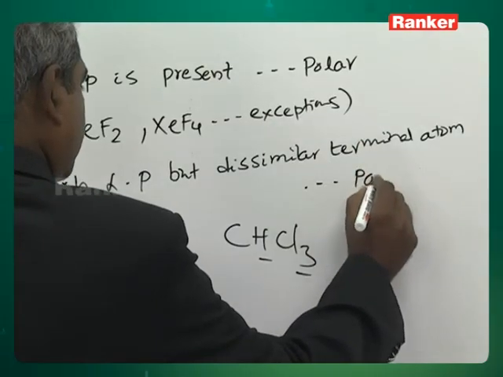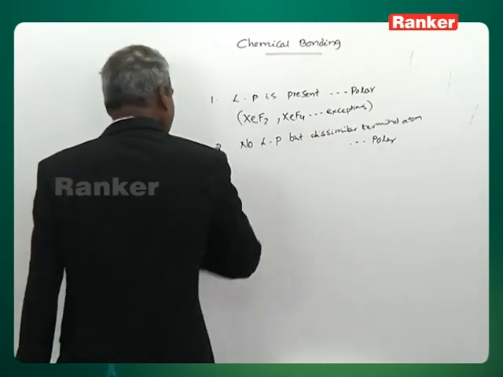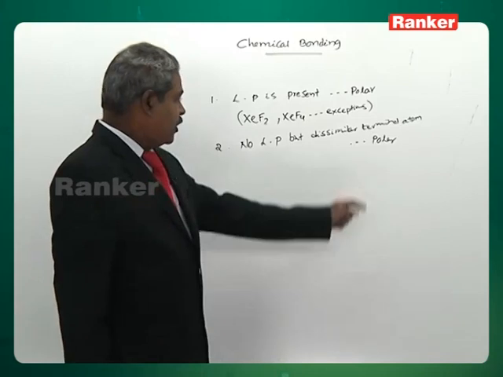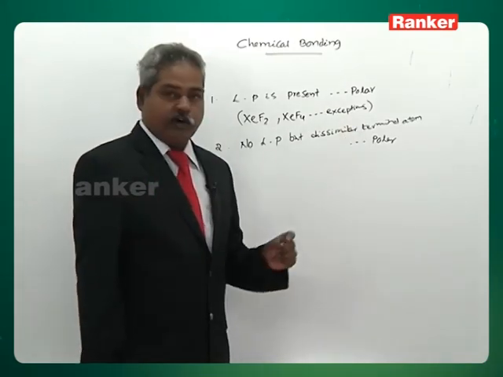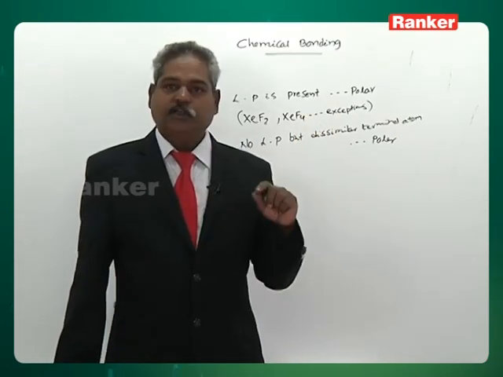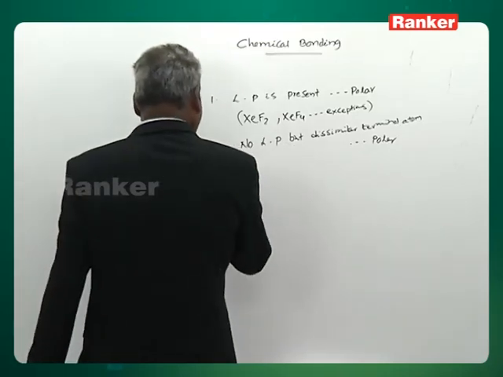So, first 2 cases are polar. When is a molecule polar? If a lone pair is present, definitely polar. If there is no lone pair, but still the terminal atoms are dissimilar, as in SOCl2, sulfur surrounded by 1 oxygen and 2 chlorines. One of them is an oxygen, 2 of them are chlorines. Therefore, obviously dissimilar, polar.